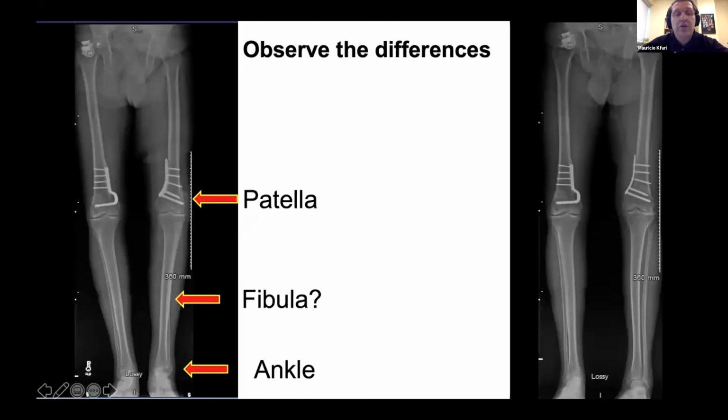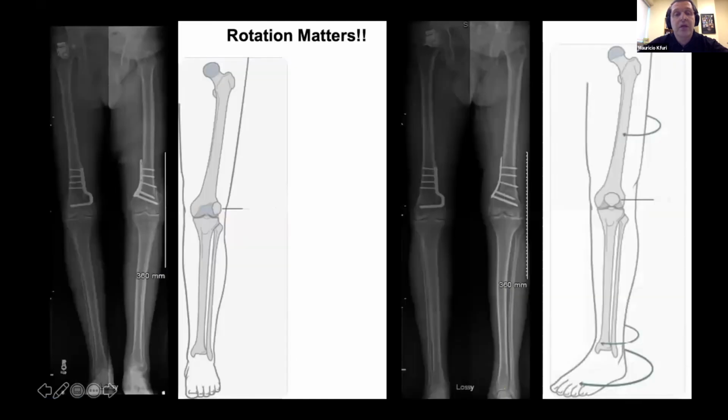You have to look at three things when you ask for a long leg standing radiograph. Where is the patella? Where is the tib fib and the ankle? And you have to look at the condyles of the femur as well. The three things are critical. In this particular case, the leg was externally rotated. You see there is a huge overlap of the fibula. You barely can see the fibula in this case on your left side.